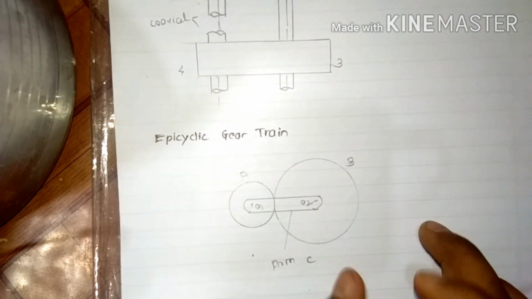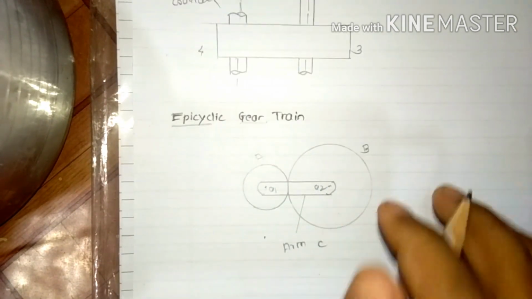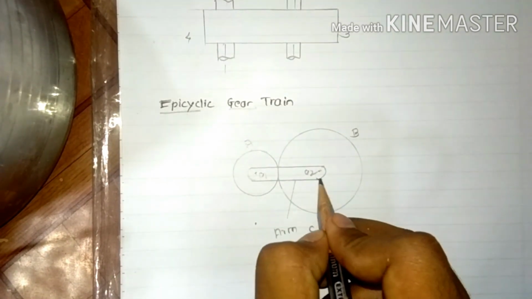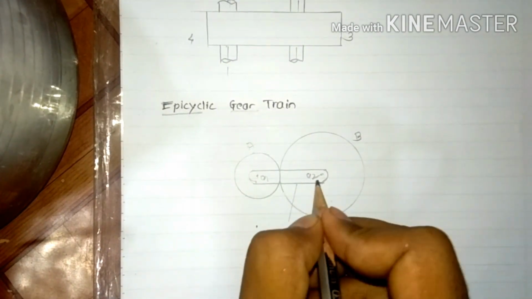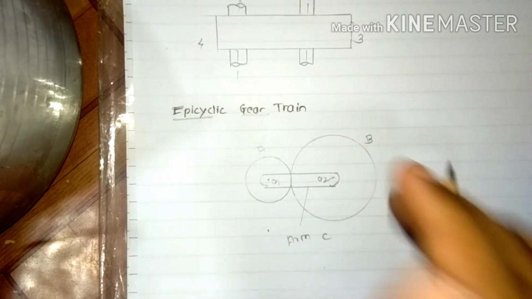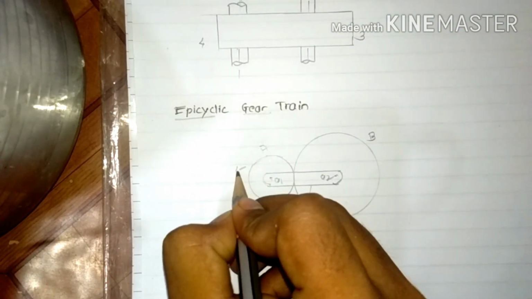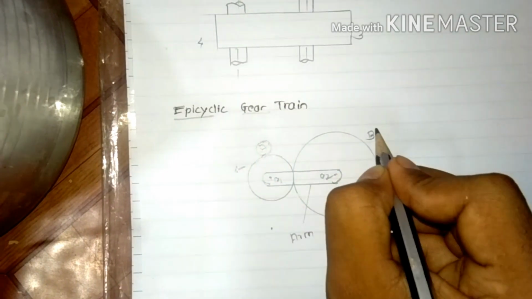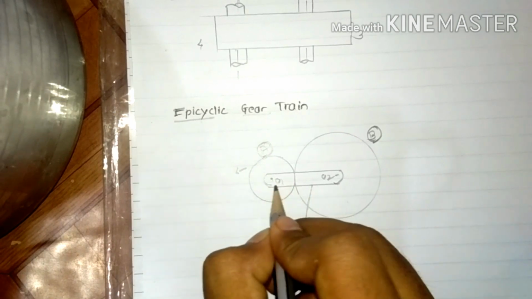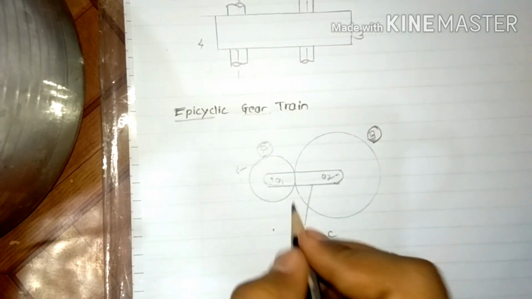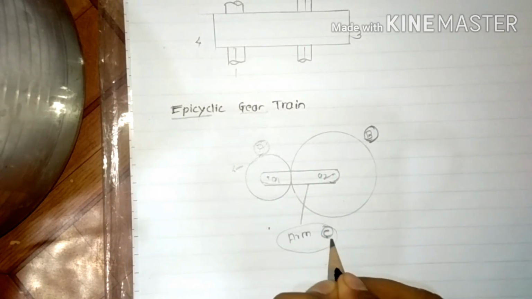Finally we have the last type of gear train, that is epicyclic gear train. This is different from the previous 3 gear trains. Here we have a first gear, that is A, and here we have another gear, that is B, and another extra element here known as arm, and we are giving this arm the name C.